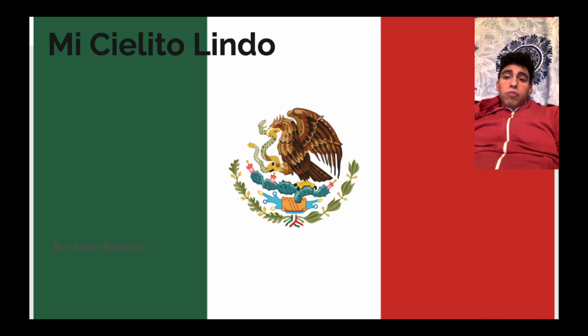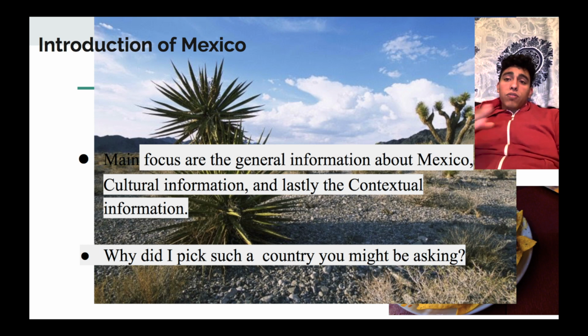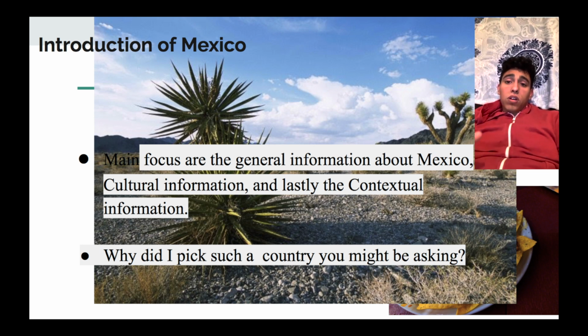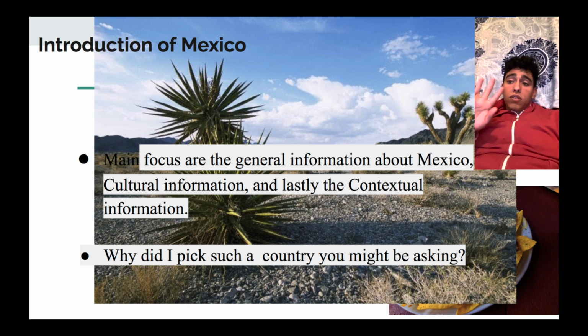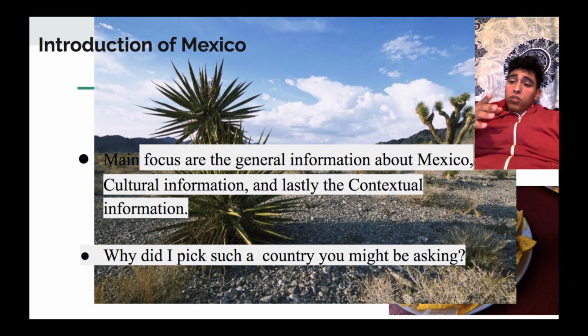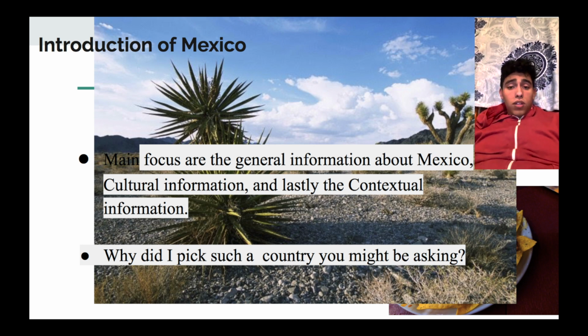The title of my piece is called Mi Cielito Lindo. First I'll start with the introduction of Mexico. With the introduction I'll be talking about my thesis, which is basically the three main focuses that I will talk about: cultural information, general information, and contextual information. Why did I pick this country, you might be asking yourself? Well, I'll be letting you know with each slide as I go through.